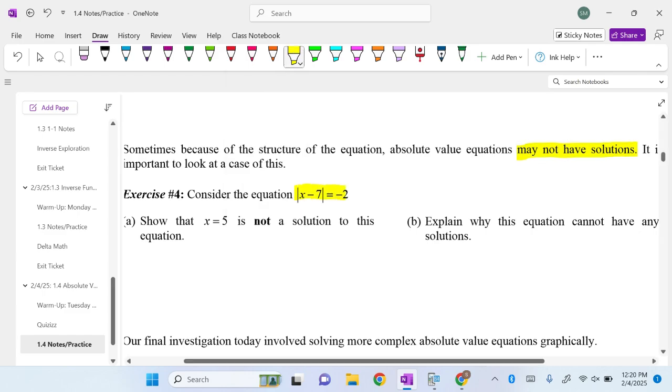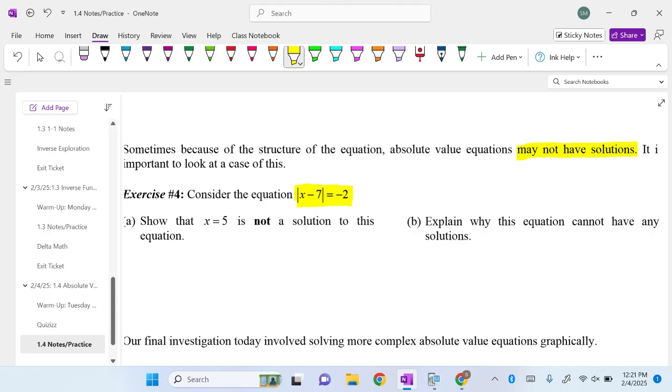So, for example, this equation right here. The absolute value symbol is already isolated. There's nothing outside of it, but it's equal to -2. Most of you will probably try and break it apart and say -2 and 2. However, why can I not do that? So let's just try it out and see what happens.